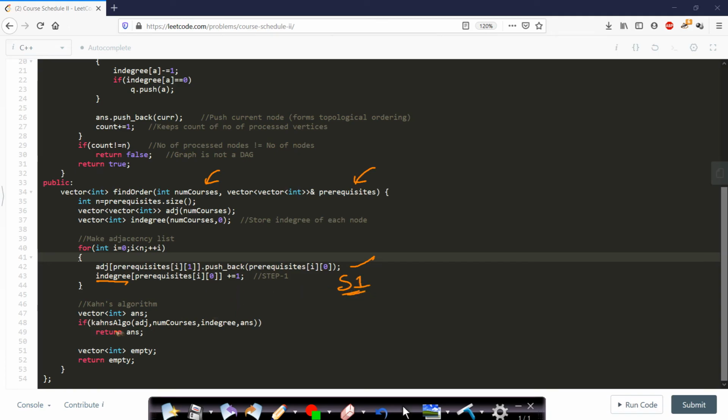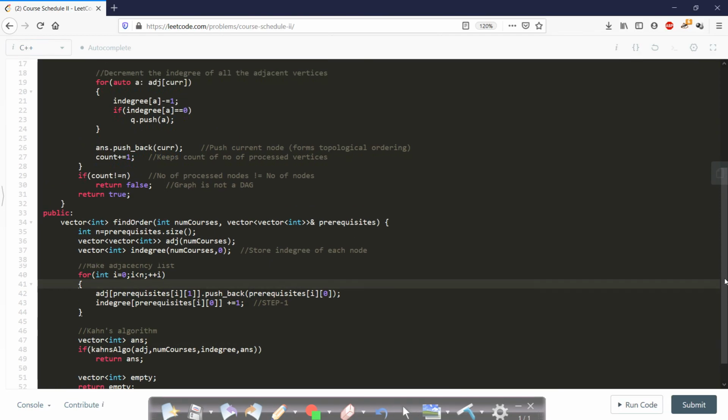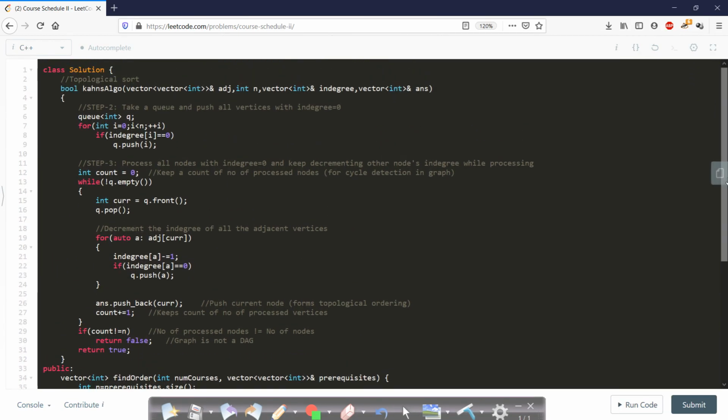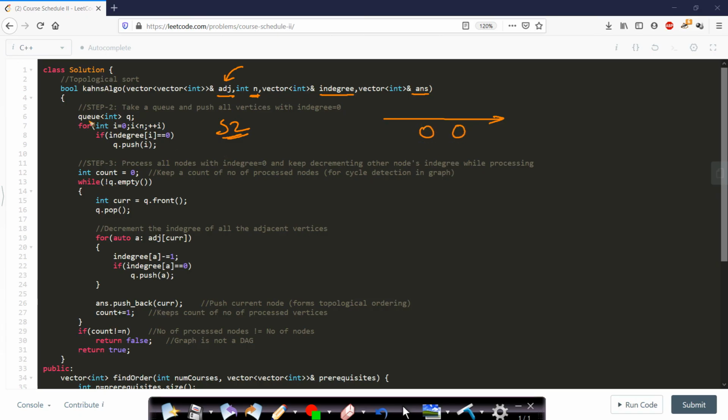Okay. After calculating the in degree array, this is step 1 actually. Now we will apply Kahn's algorithm. So let us see the algorithm. Actually that is an iterative process. So this is the algorithm. Here I have taken the adjacency matrix, that is the adjacency list. This is the number of vertices. This is the in degree array, and this is our answer vector. Now the second step is to populate the queue. So we will be searching the in degree array and we will be finding the nodes having in degree value 0, and we will be pushing it into the queue.